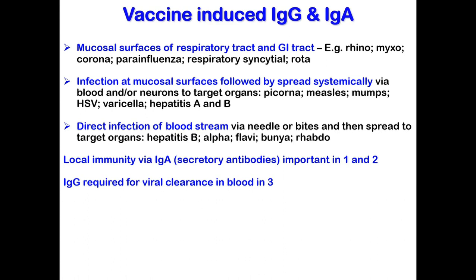IgG, on the other hand, is the main antibody in the blood and is required for viral clearance in the blood. So although IgA is important for infections at mucosal surfaces, IgG would be really important in the third example we have here, where there's direct infection of the bloodstream via needle or bites that then spread to target organs, for example, hepatitis B, rhabdo. In these cases, the organisms aren't entering the body via a mucosal surface, they're going straight into the bloodstream. Therefore, the IgG will be required for this viral clearance in the blood.